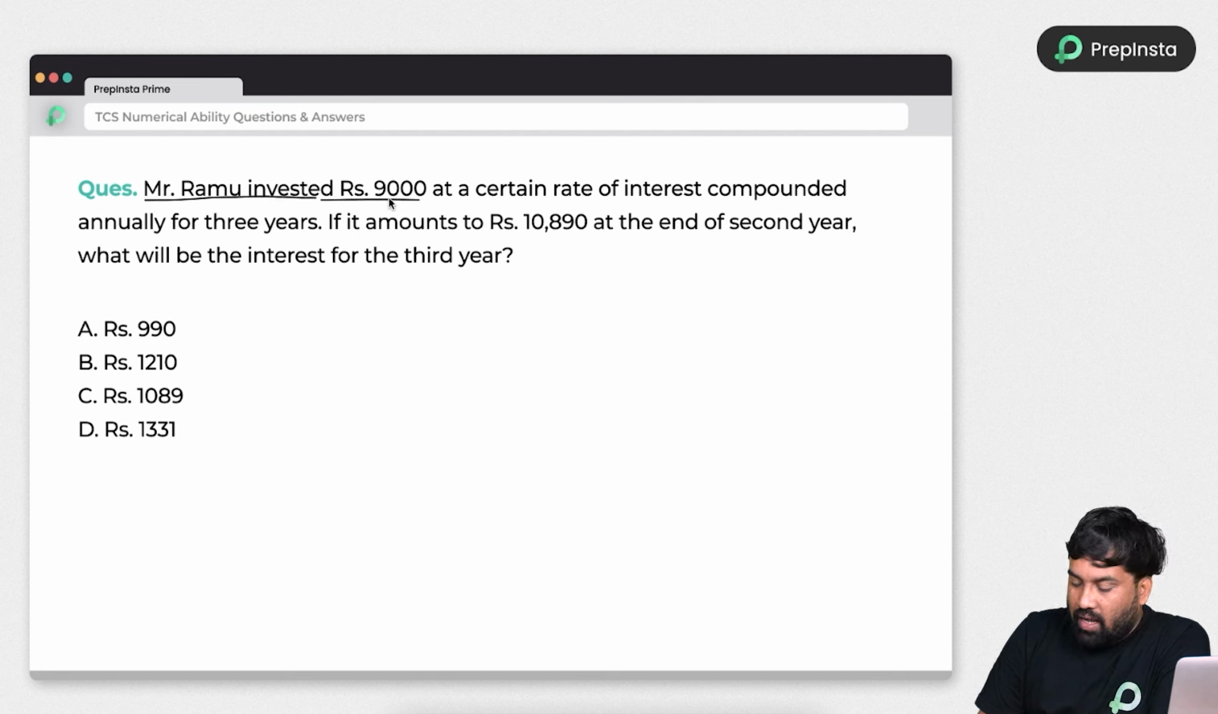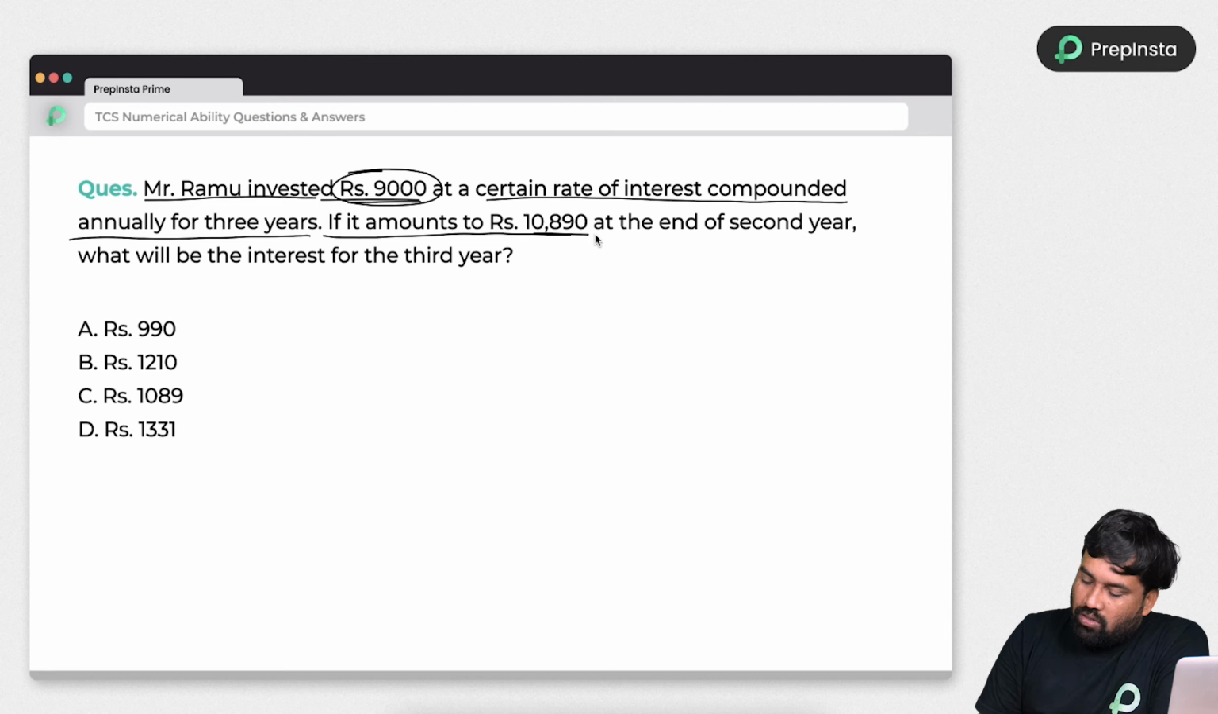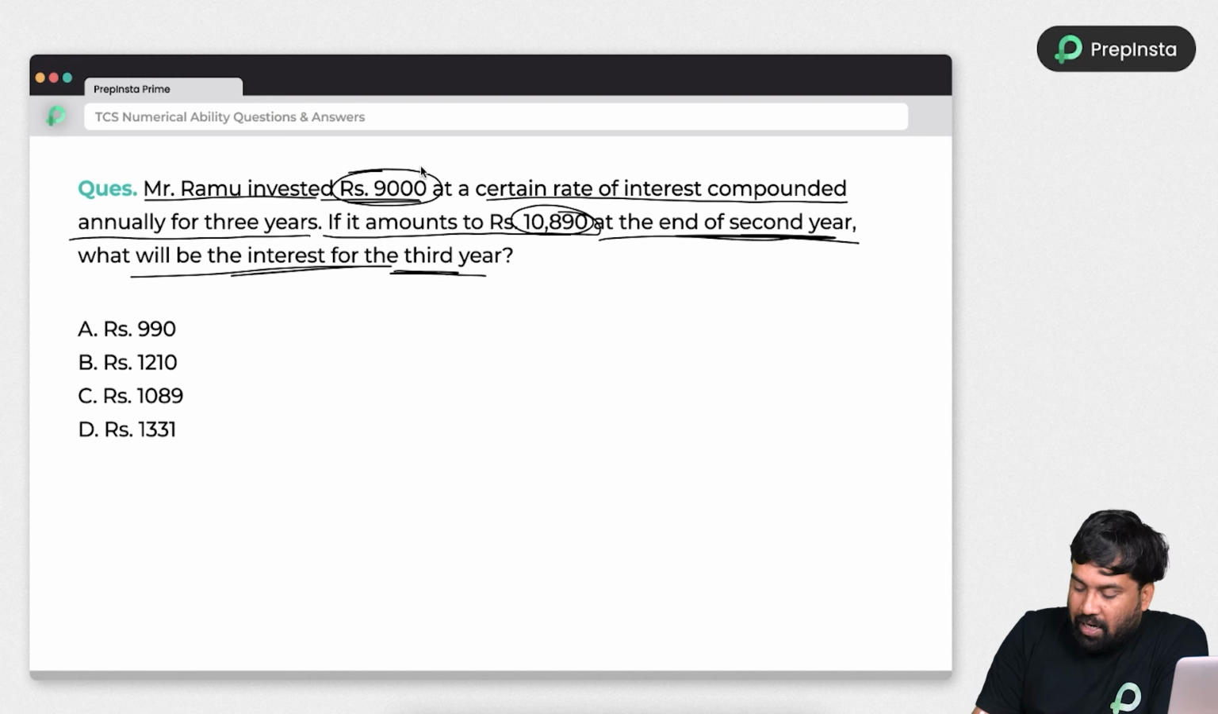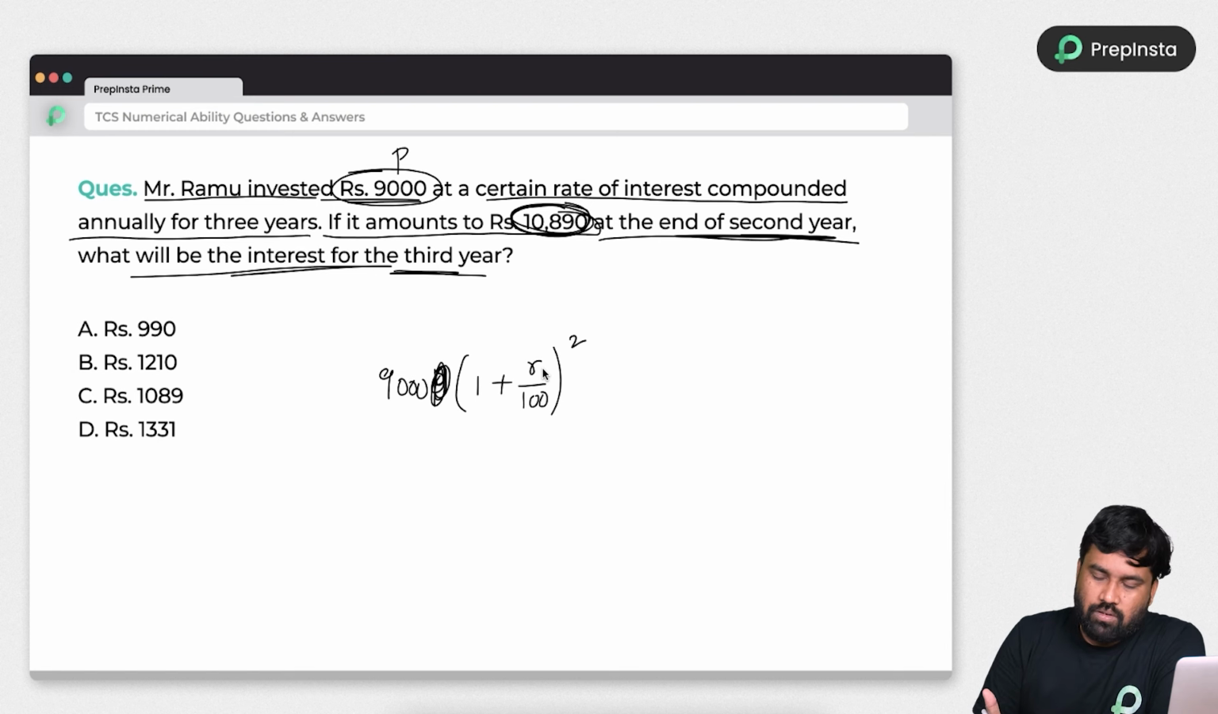Mr. Ramu invested 9,000 rupees at a certain rate of interest compounded annually for 3 years. If it amounts to 10,890 at the end of the second year, what will be the interest for the third year? Okay. So principal amount P is given and after 2 years the amount is given. Guys, for the compound interest, what is the 2 years amount? P into (1 plus R by 100) whole square, right?